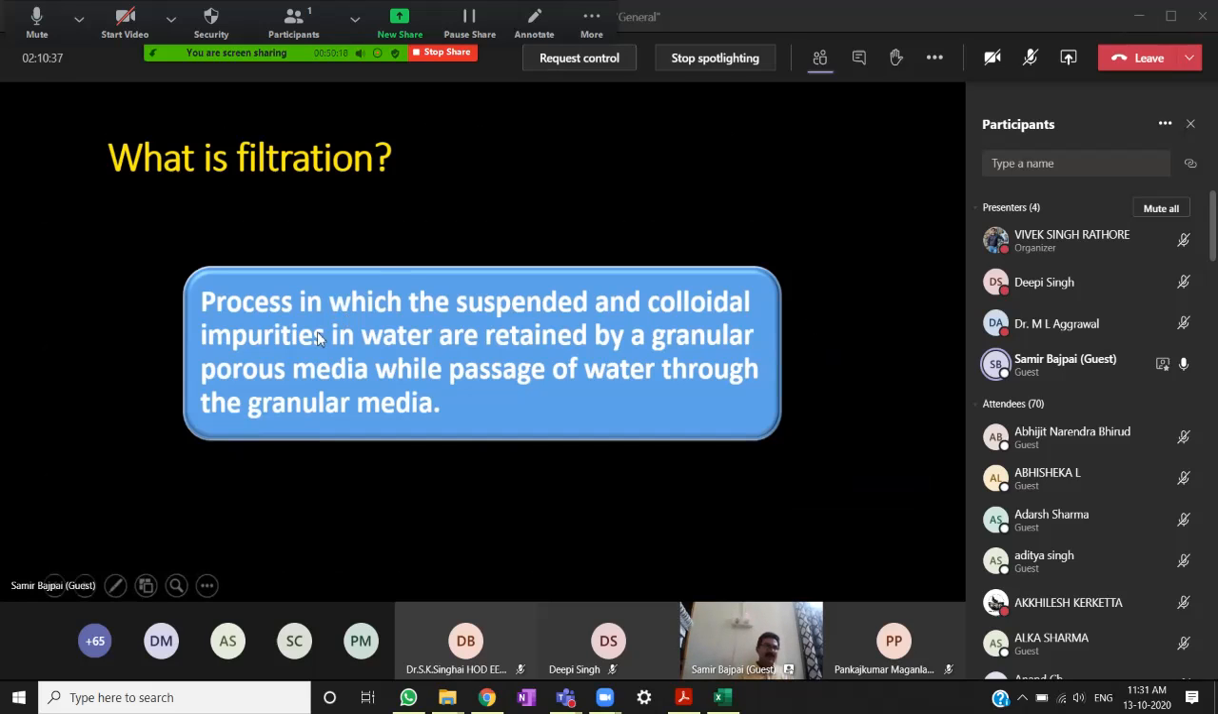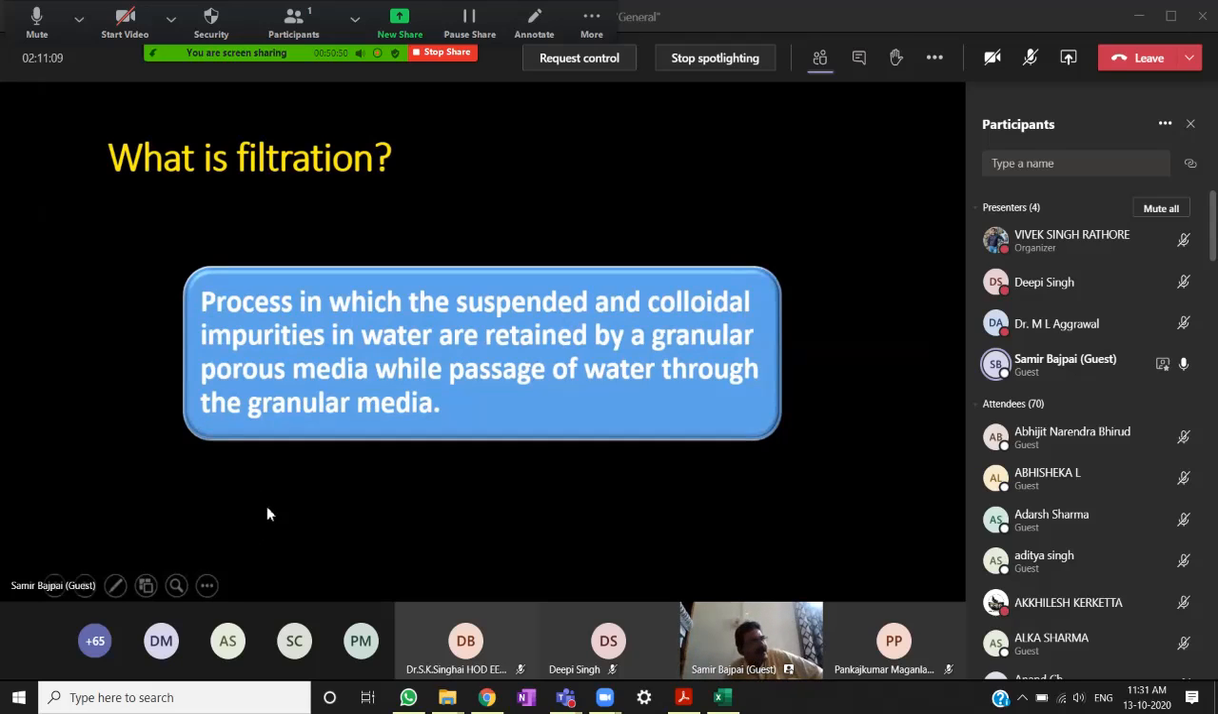So filtration is basically a process in which we retain the particles in the pores of a granular media. The common granular media is sand. We pass the water through this granular sand, and the sand pores retain all these particles present in water. As the water moves through the pores of the sand media, which are zigzag in alignment, a lot of impurities are retained.